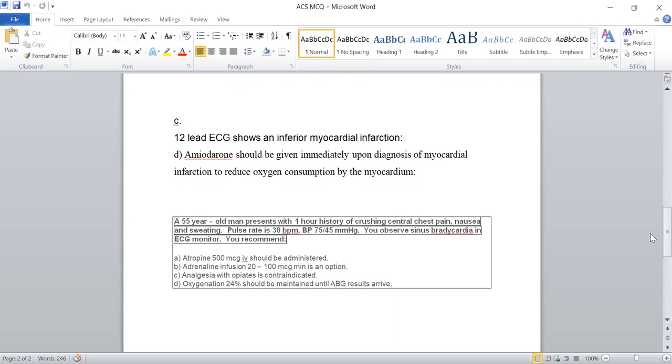You have observed sinus bradycardia on ECG. Would you give atropine 500 mics IV? Yes, you will. Adrenaline infusion, 2200 mics per minute, is an option. Is it right or wrong? False. So what do you give? Atropine. How much atropine do you give?